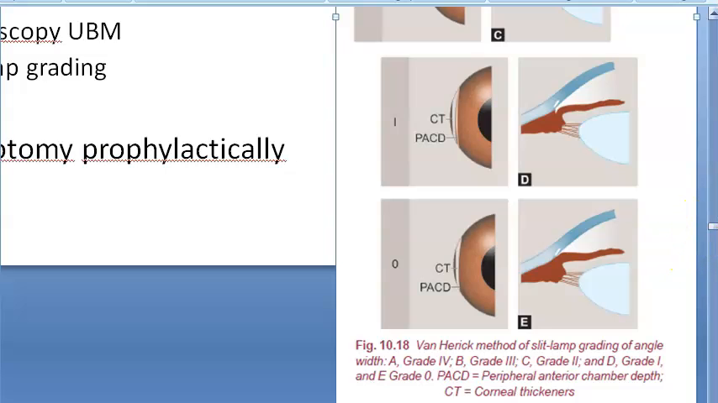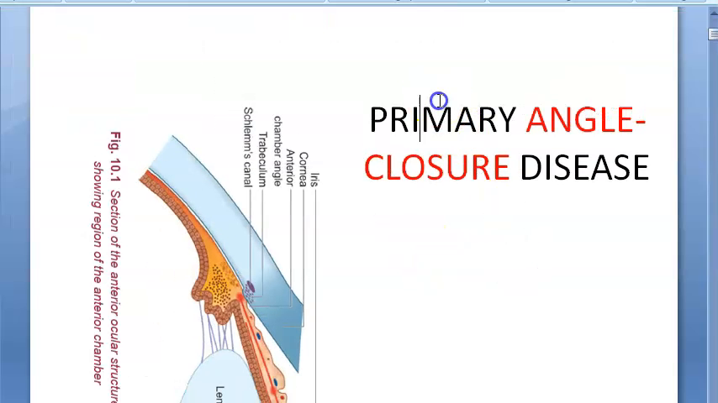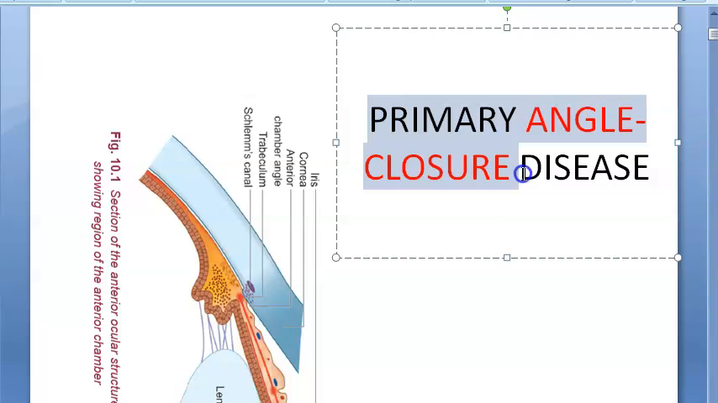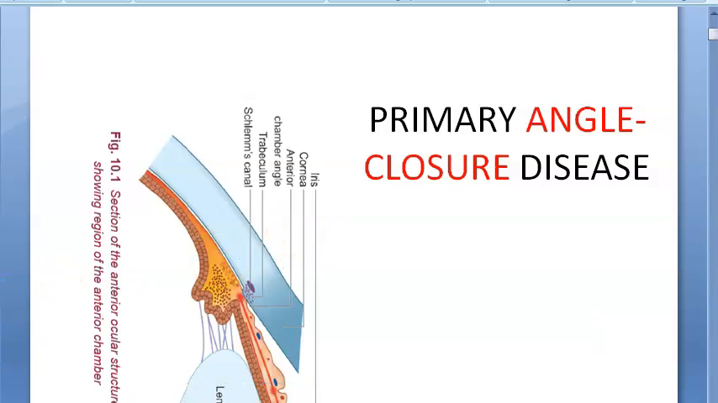So we are done in this video on this topic, primary angle closure disease, where we covered primary angle closure suspect, primary angle closure and primary angle closure glaucoma, right? And then absolute glaucoma also we covered. There is also something called congestive glaucoma, that is also an acute condition only.